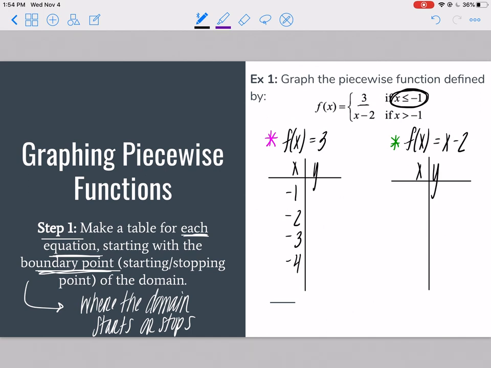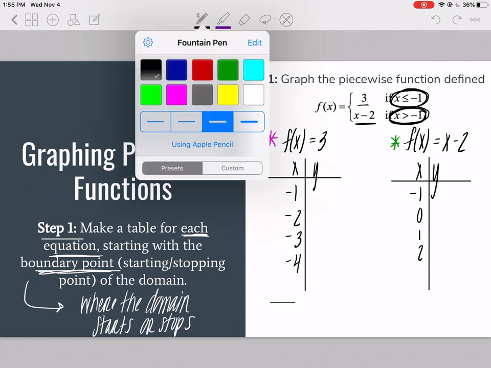And then for the second one, f of x equals x minus 2, this is starting at -1, and it is going to the positive values that are greater than -1. So -1, 0, 1, 2, 3, and so on. So -1 is the boundary point for both of these. The next thing I want you to make a note of in your table, so that it helps you when you graph, is whether it is going to be a hole or a point at that specific boundary point. So you know that it's going to be a point.